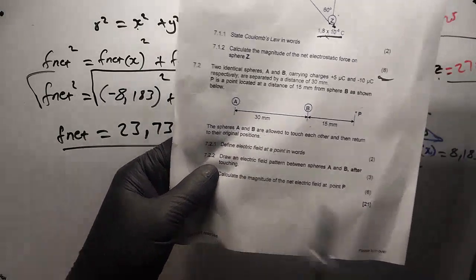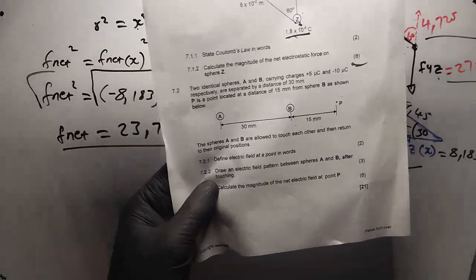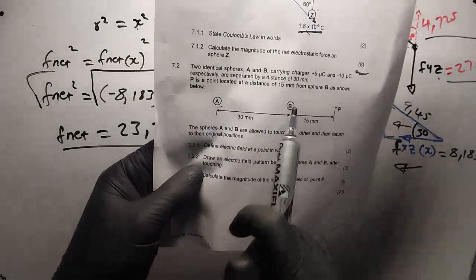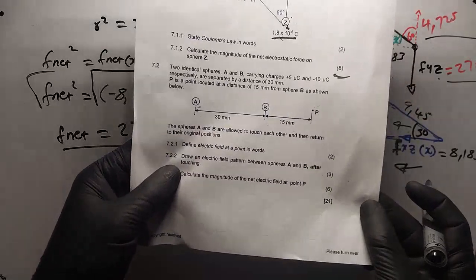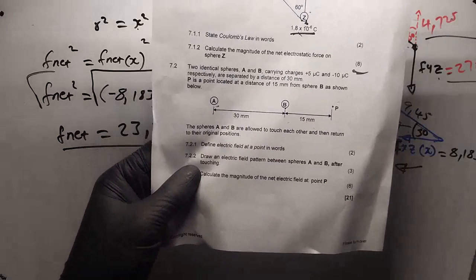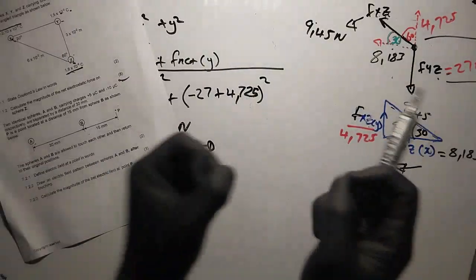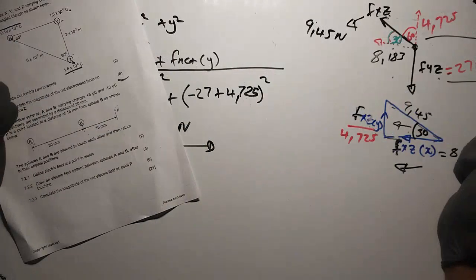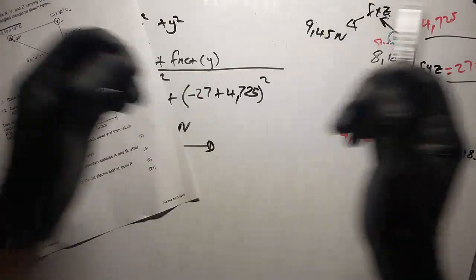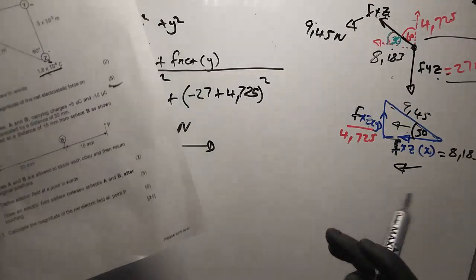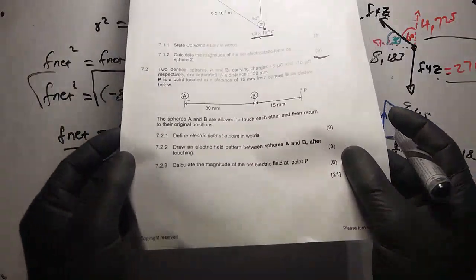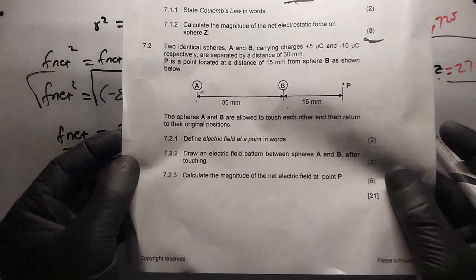Then this one, they are 30 millimeters separated. Now spheres A and B are allowed to touch each other and then return to the original position. They touch, then separate. Now the first question says, define electric field at a point.